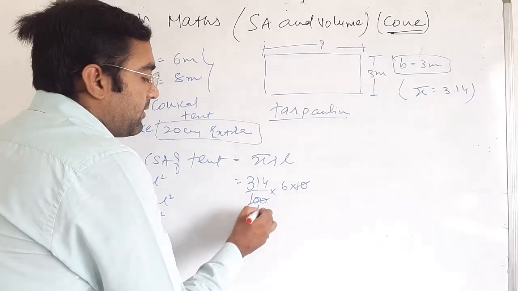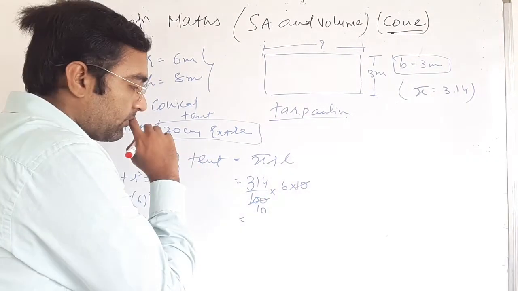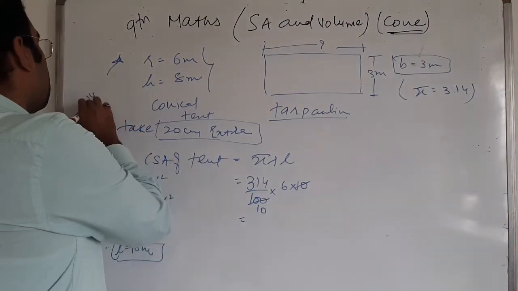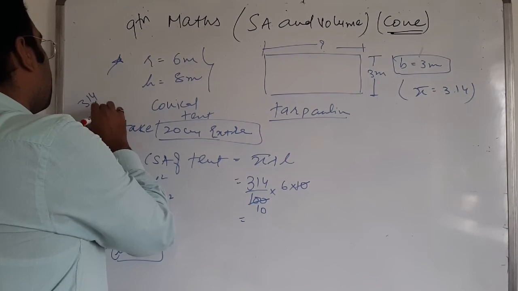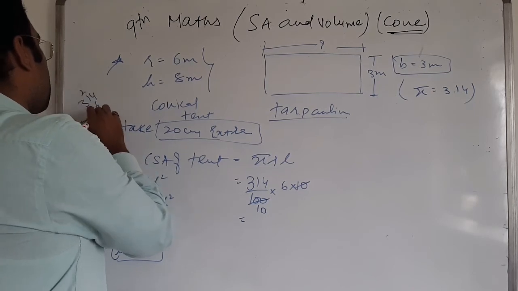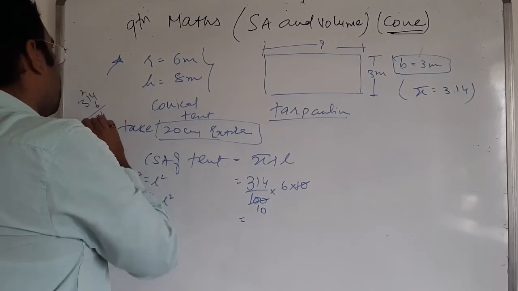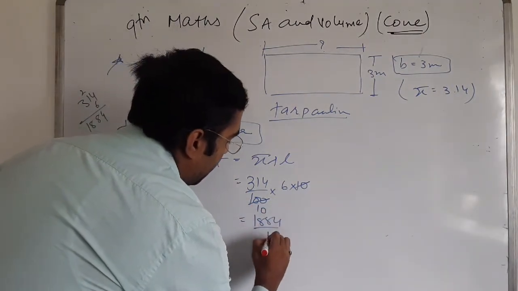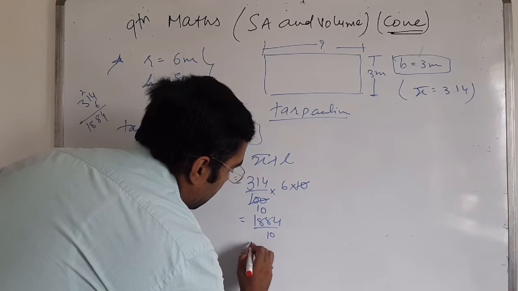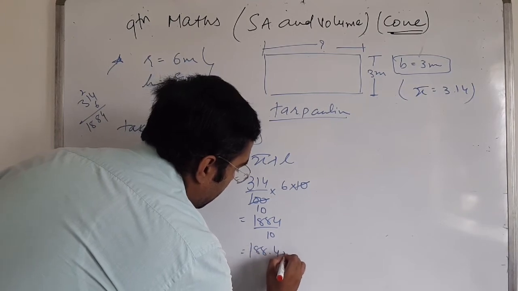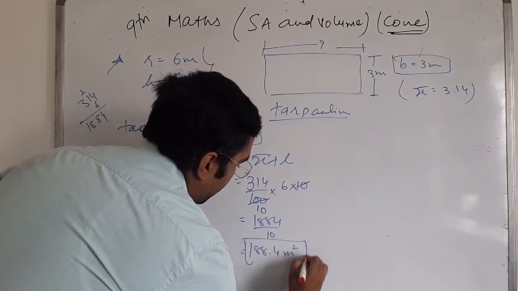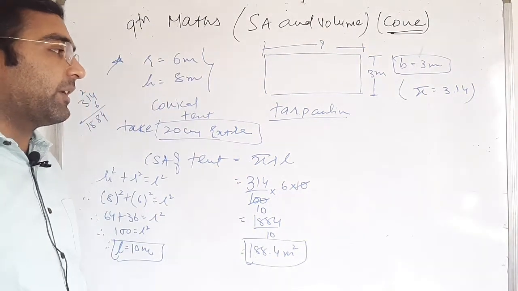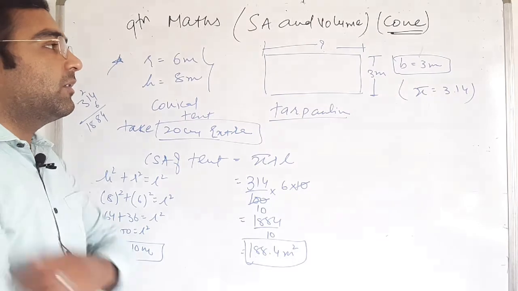So 314 into 6 is 1884, divided by 10. My required answer is 188.4 meters square, which is required to make the tent.